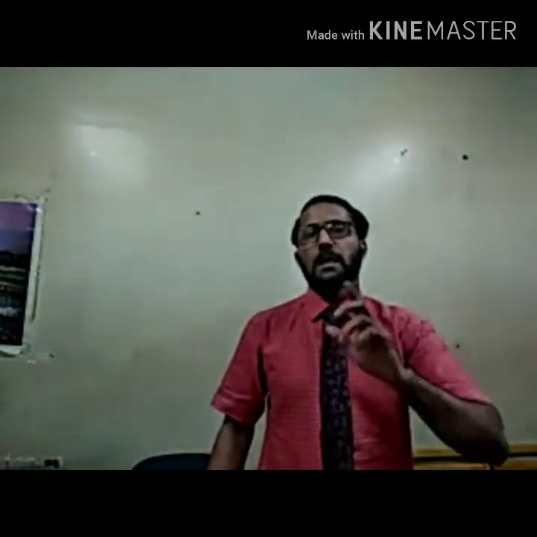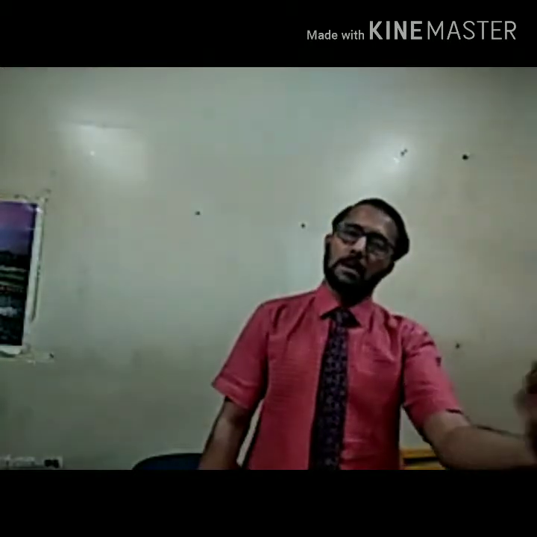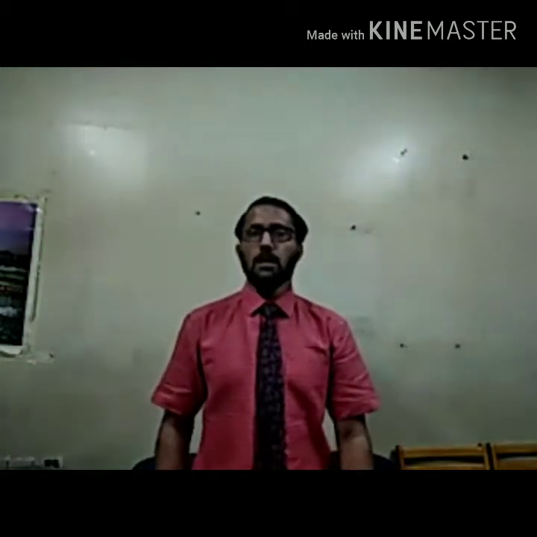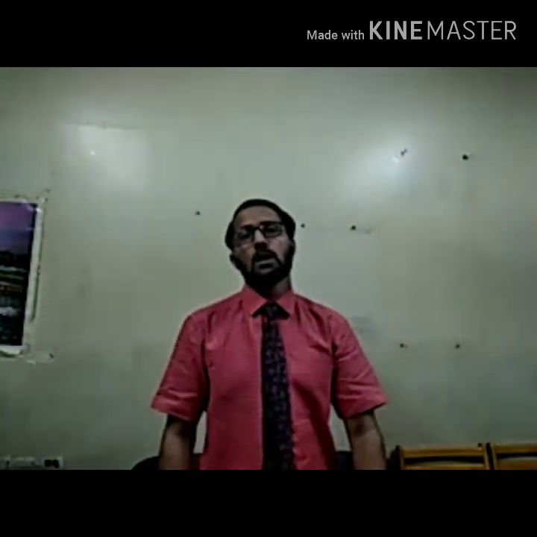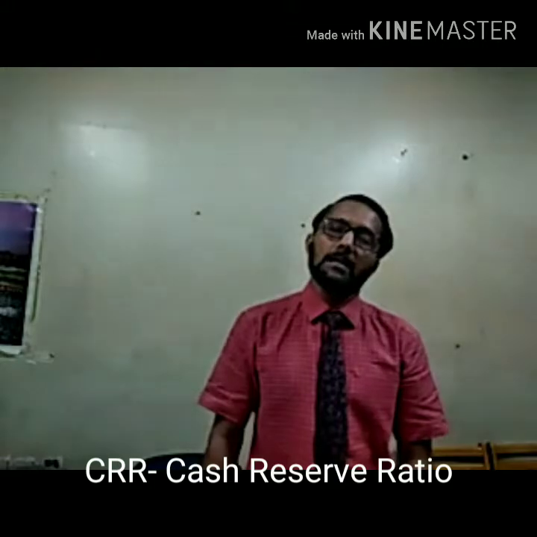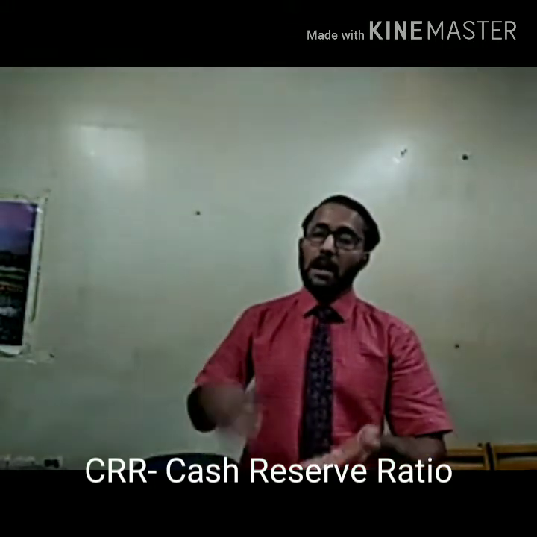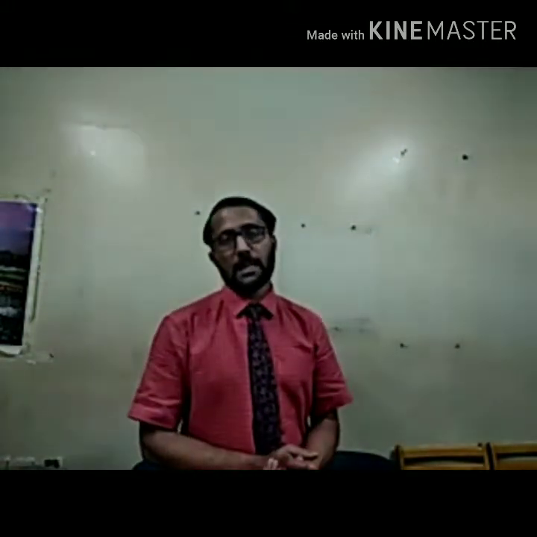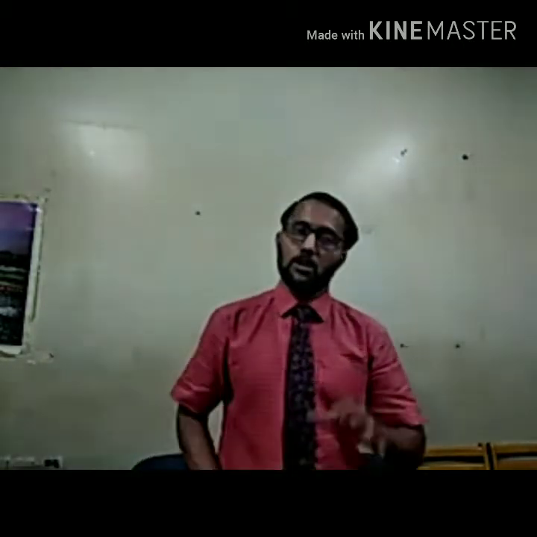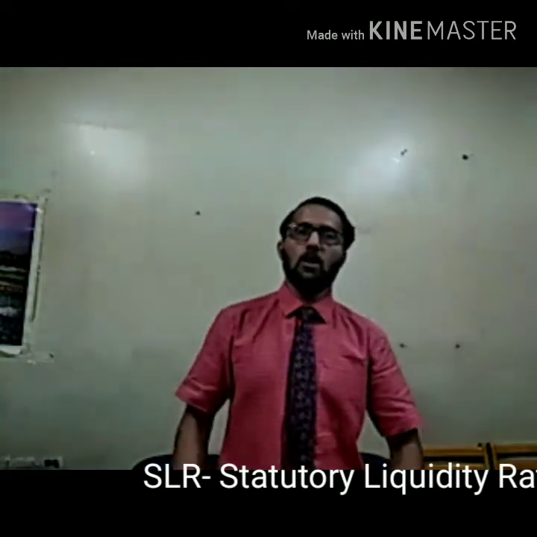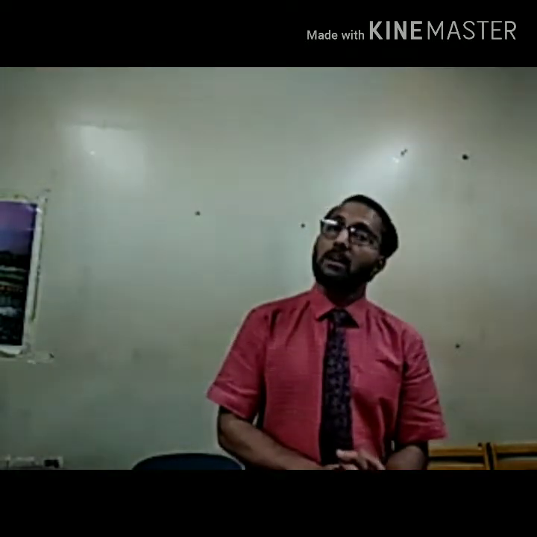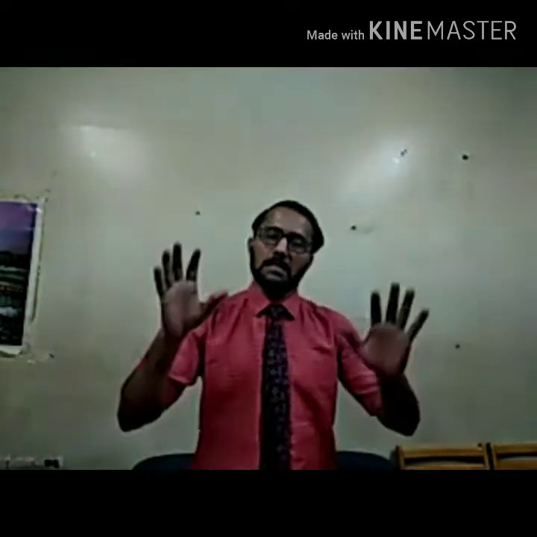Out of this investment, a portion of money should be deposited by the commercial bank with the central bank. That deposit is known as CRR, cash reserve ratio. This money should be deposited by the commercial banks to the central bank. The remaining amount they can keep in their hand. That is known as statutory liquidity ratio, SLR, the amount which is kept. So the sum total of this CRR and SLR is known as LRR, legal reserve ratio or requirements. This is the power of the central bank.